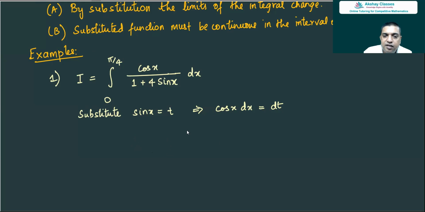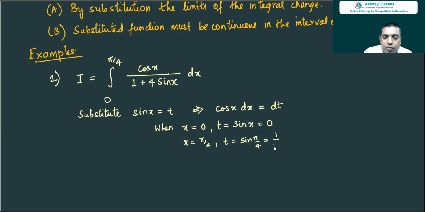So the way we need to write is, we have to find the value of t when x is equal to 0. Then t is equal to sin x, which is sin 0 is 0. And when x equal to pi by 4, t is sin pi by 4, which is 1 upon root 2.